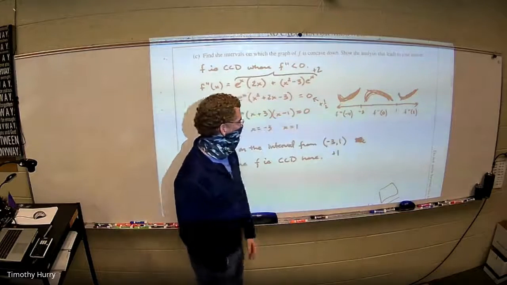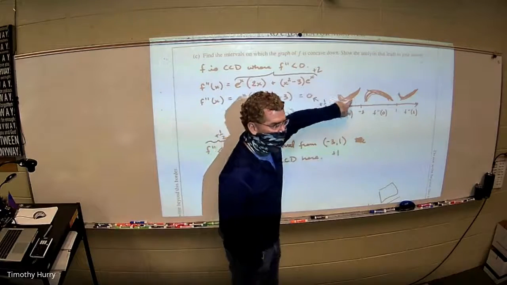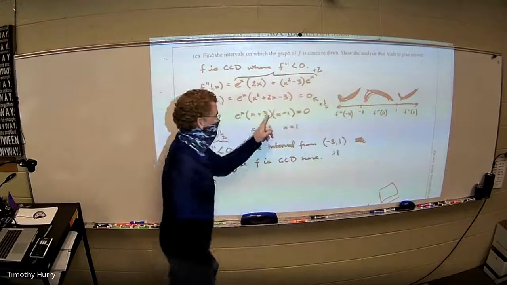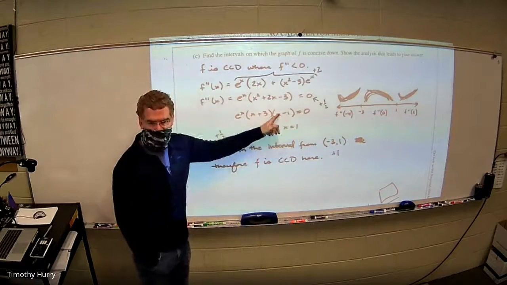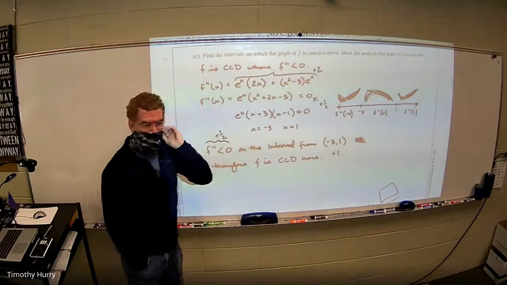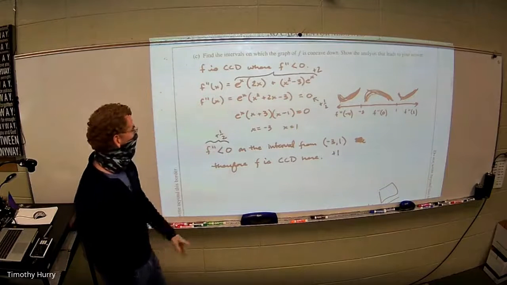So I'm checking the second derivative now. So I use -4, 0, and 2. And when I did that, I got a positive value here, which meant concave up, a negative value there. But again, I'm just plugging it into here to check the signs, right? Anybody got a question so far? So this tells me that it's concave down on the middle interval from -3 to 1.